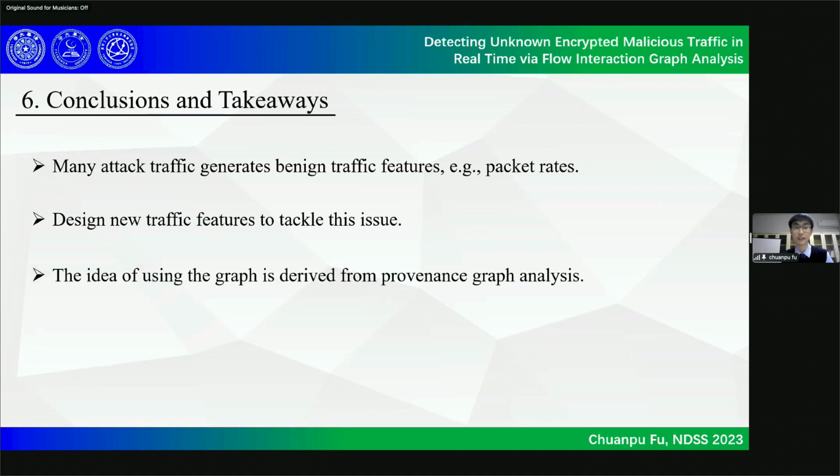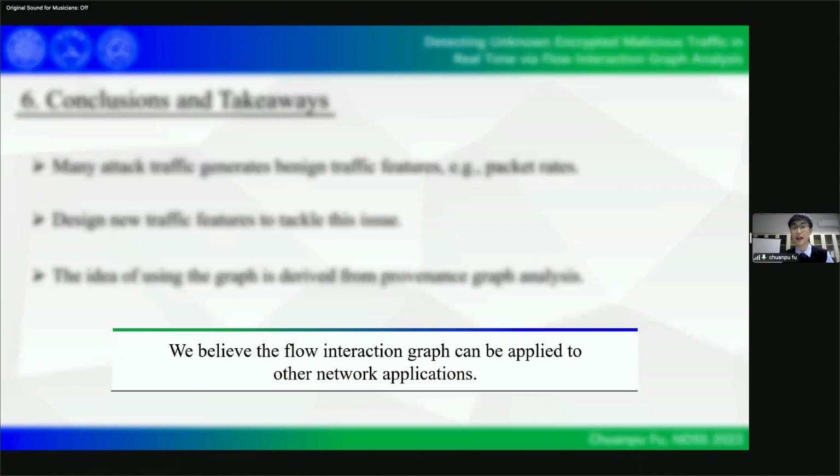And finally, the idea of graph-based traffic detection is derived from provenance graph analysis, which is used to detect advanced persistent threat, APT, the topic of the second paper in this session. And we believe in the future, the flow interaction graph can be applied to many other network applications other than the traffic detection in this paper. For example, network telemetry, management and measurement, audit, and diagnosis.